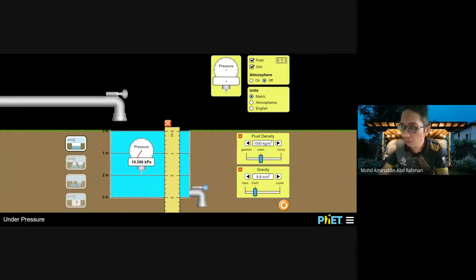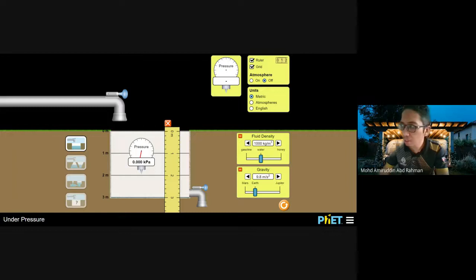Then open the valve. Open the valve, and you see water will flow out, and then the pressure changes. So you need to answer that, question number 4.